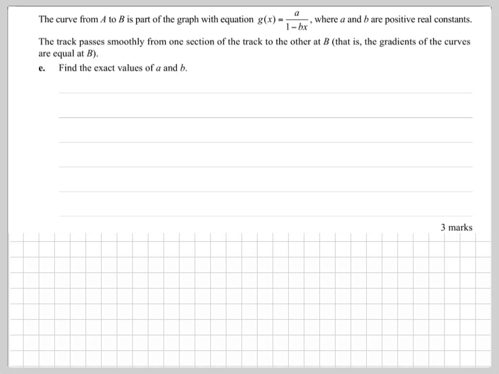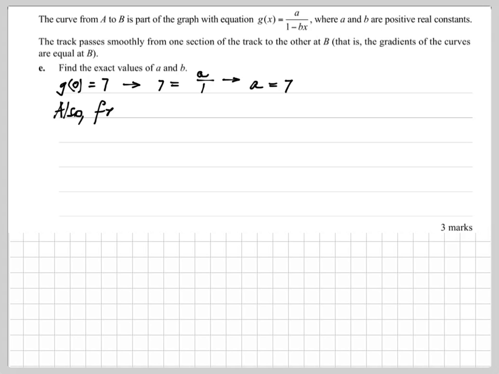It's a smooth changeover, so the gradients are the same and the values are the same. So that's all we need to do here. We just need to come up with the two equations and then plug away and solve. So we know that g of naught equals 7, which gives us this equation. That's what g of x equals a over 1 minus bx becomes when x is naught. And g is 7, so therefore we know a is 7. Well, that was nice and easy, wasn't it?